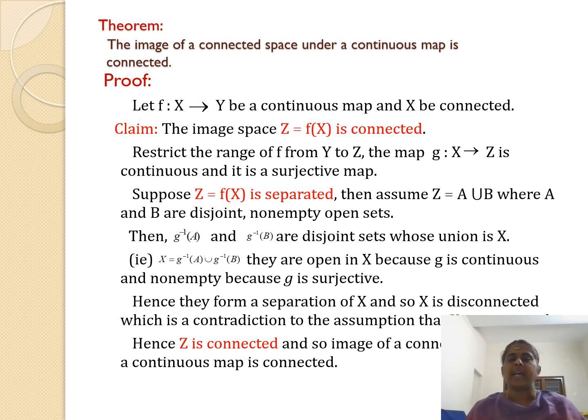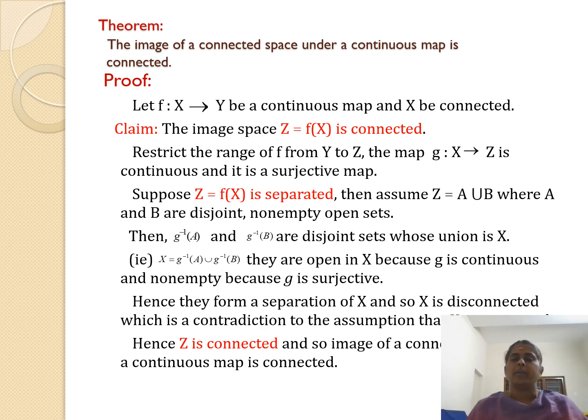Suppose we assume Z is separated. Then by the definition of separation, we can write Z as the union of two disjoint non-empty open sets A and B. So A and B are open subsets of Z, and since g is continuous, their inverse images are also open in capital X. That is, g inverse of A and g inverse of B are open in capital X. And if we consider their union, we get the domain capital X, because g is surjective. g inverse of A union g inverse of B is equal to capital X.